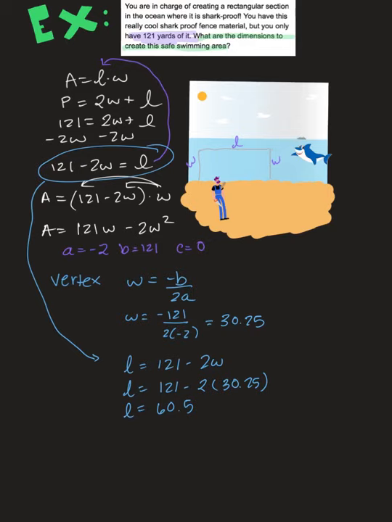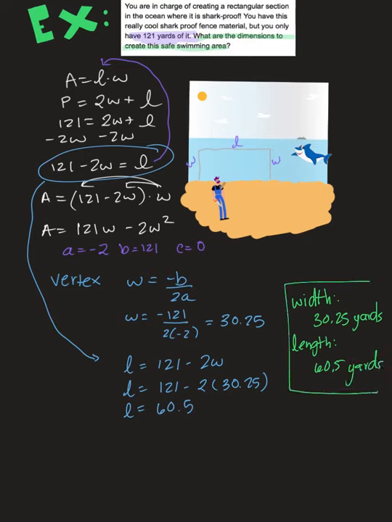So width is 30.25 yards. And then length is 60.5 yards as our final answer. So that is it for today. You guys will be working on bookwork 7.9 posted on Google Classroom.